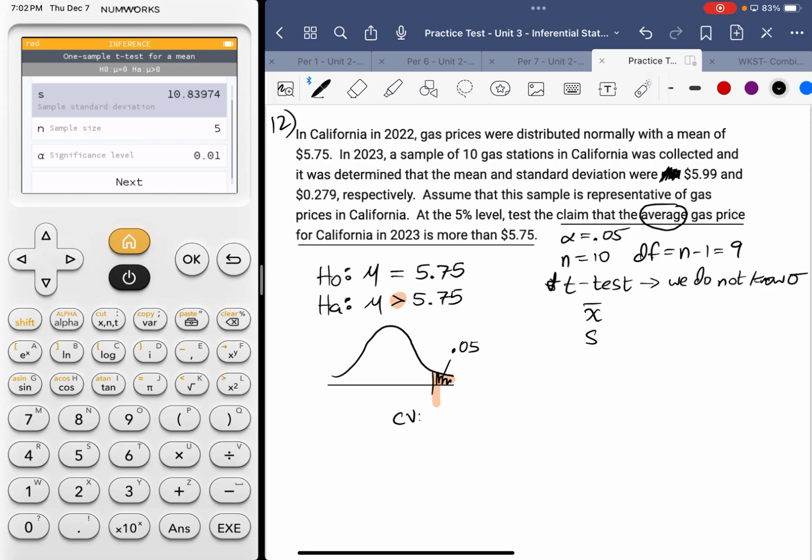Now, if you go into a test you suspect is a t-test, and the information given in the problem doesn't really line up with what's in the app, then you're probably looking at the wrong test, right? They said in 2023, a sample of 10 gas stations in California was collected, and it was determined, so that mean and standard deviation correspond to just that sample of 10 values, which makes those numbers the sample mean and the sample standard deviation.